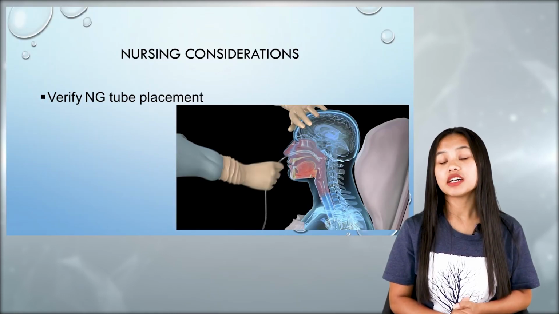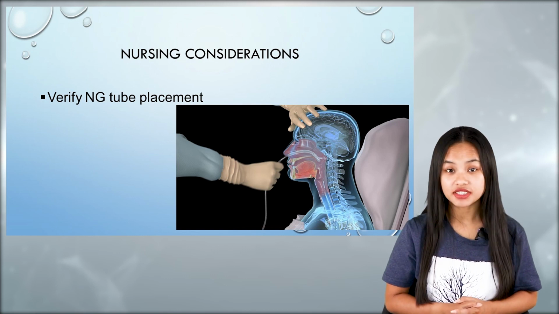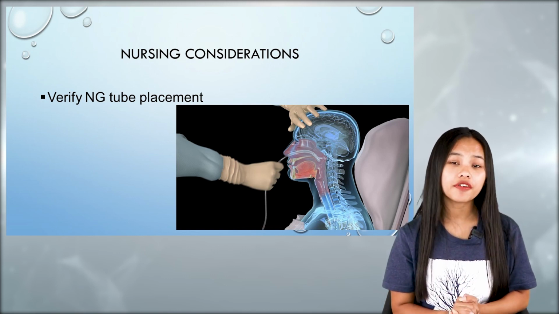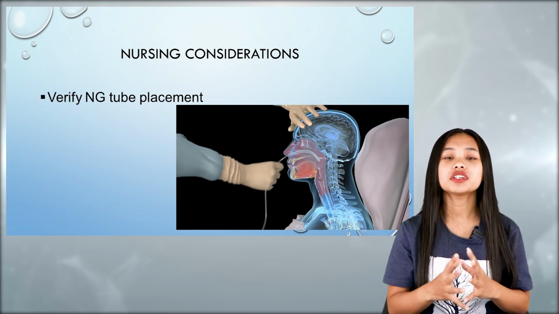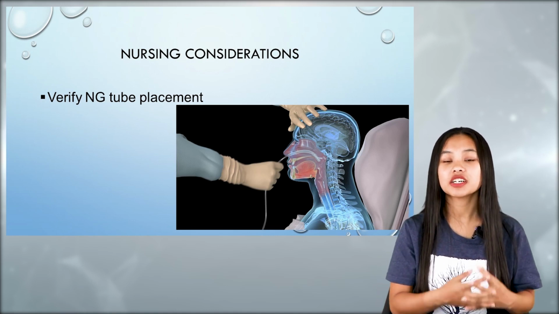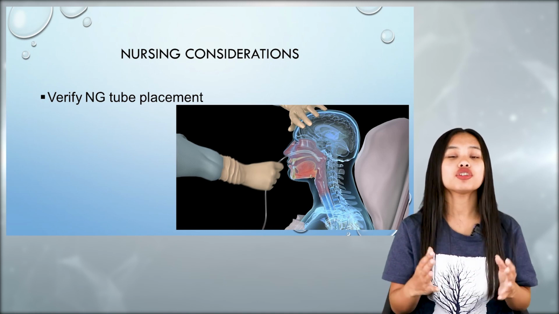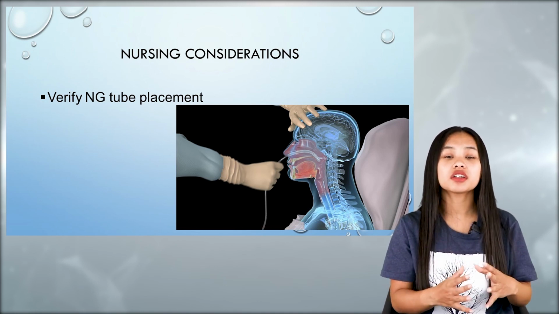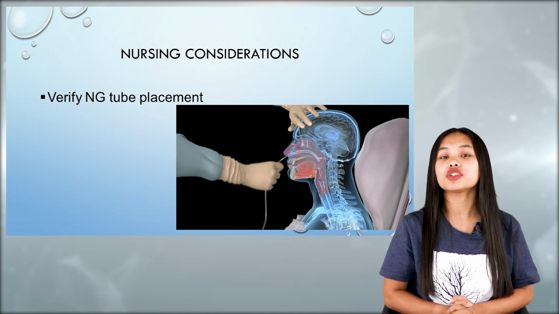The next is you must verify the NG tube placement. So here, how can you verify whether the tube which you have inserted is in the right place or not? Since I have said that this nasogastric tube must be inserted into the stomach. So in order to make sure that whether it is inserted to the stomach or not, what you can do is you can aspirate the stomach content, or even you can perform an x-ray.